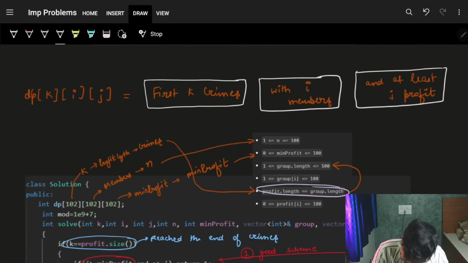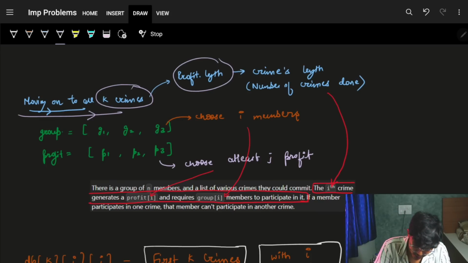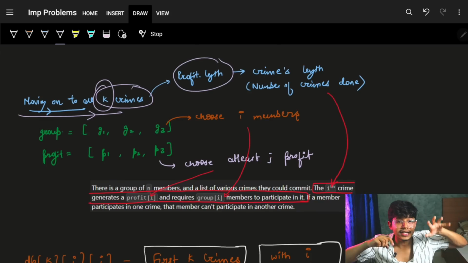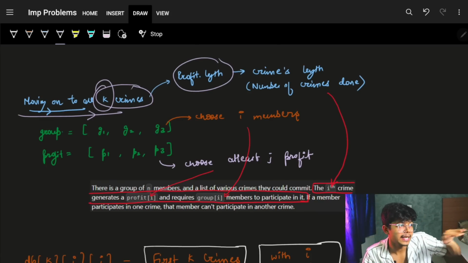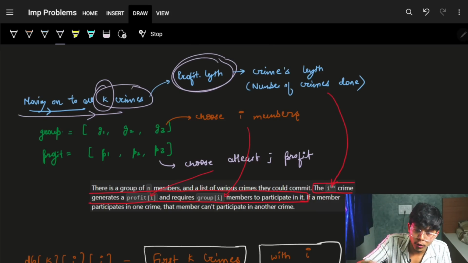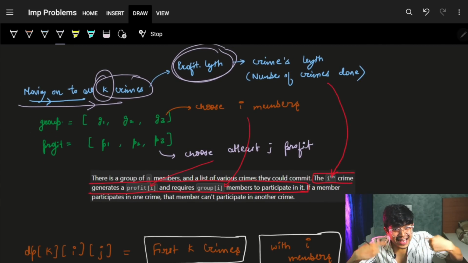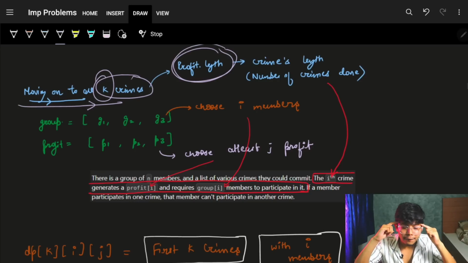Profit length and group length are both the same, and it's actually the crime length. How many crimes will they execute? In my whole problem, the number of crimes is named K, which is nothing but profit.length or group.length. Here you will see that at every executable crime, I have to choose one thing.